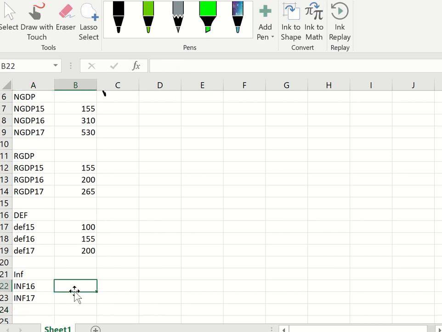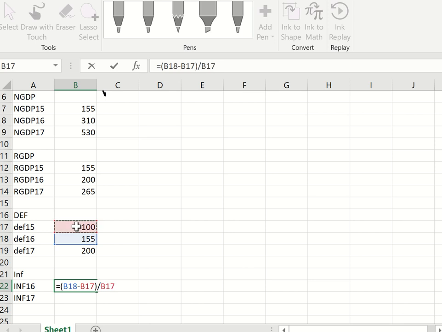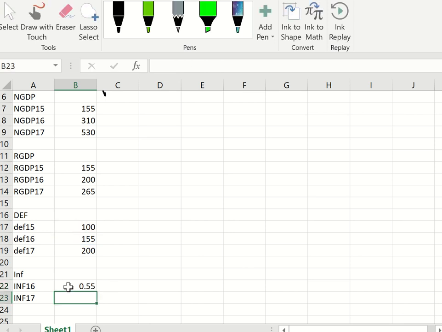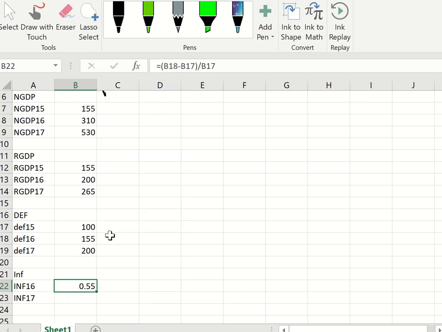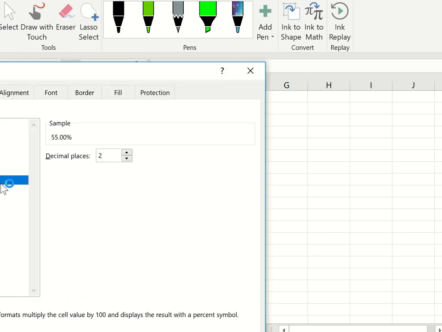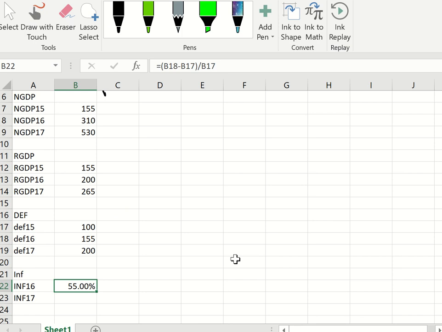So it's always this year's deflator minus last year's, divided by last year's, times 100%, to turn it into a percentage. So this year's deflator is 155 minus last year's 100, divided by last year's 100, and times 100%. That's your percentage. Okay, that's your inflation. So I'm going to format cell, turn it to a percentage, and I always leave it at 2 decimals. That's the safest way to do it.